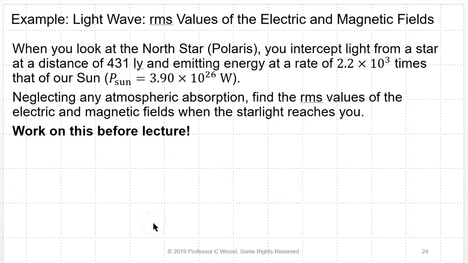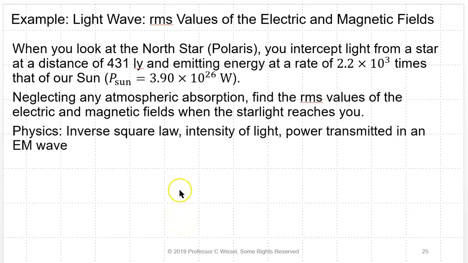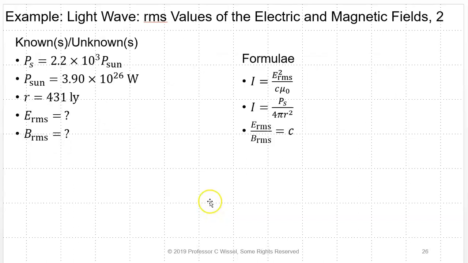Now, just as with any of these example problems, you should work on this at home, copy it down in your notes, and then see if you got it right, sort of as a self-assessment. Okay, the physics of this is an inverse square law, and we're talking about the intensity, light, and power transmitted in an electromagnetic wave. First thing you do, you write down your knowns and unknowns. You're going to have to convert some of the units, and this is definitely going to stand out. You're going to convert that unit. You're going to have to figure out what the actual power is, so you're going to multiply these two. At this point, you also write down what you're looking for. You look up and find the formulas. Intensity, which we just gave, is the RMS squared over c mu naught.